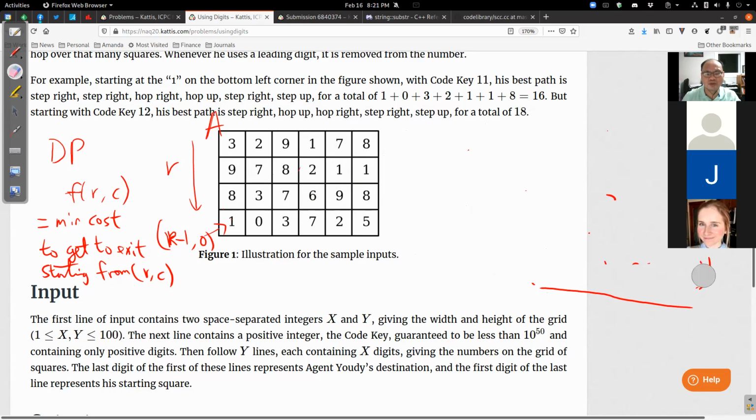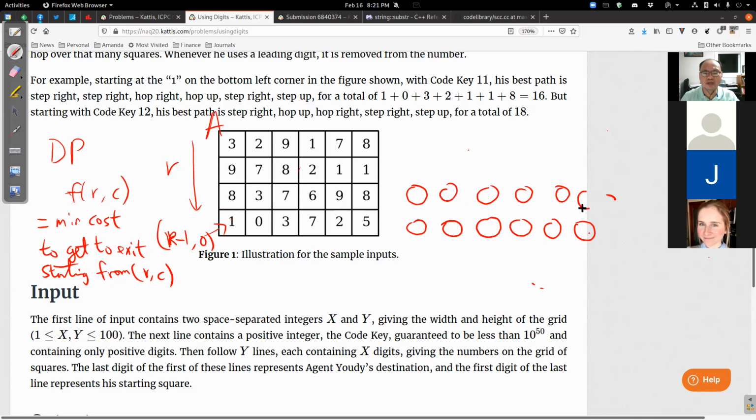Now, there's another way of doing it. That's, I guess, in some way equivalent. You can build a graph. Okay, just one node for every cell that you have. And we will draw an edge like this to all the places that, if you're at that cell, where else you can go to.